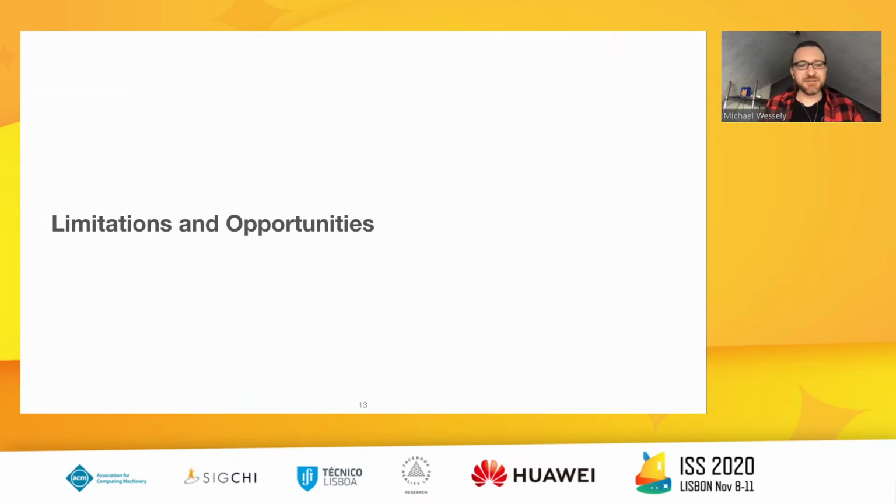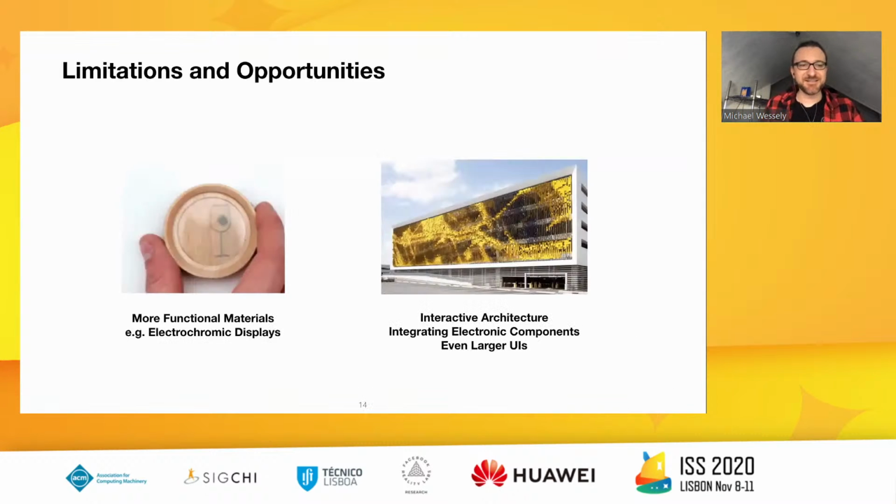So now we come to the limitations and opportunities. Usually my favorite slide, what comes next, what else can we do? On the one hand, we want to focus and investigate more on functional materials and more interactive elements that you can integrate with this spraying technology. One example, but there are many more, are electrochromic displays. These are color changing inks that change their color under a specific current. It's a little bit similar to e-ink. And especially from material science, there's a lot of stuff that now swaps over to HCI, which is a super fascinating area at the moment.